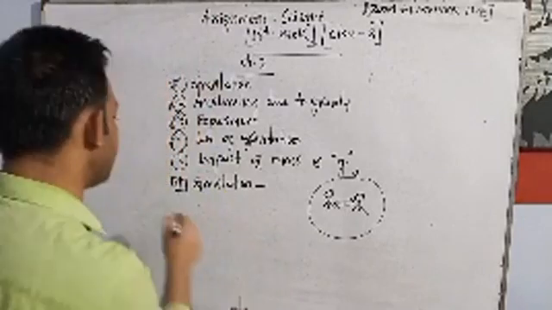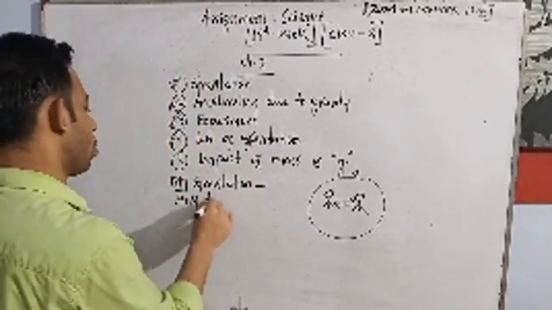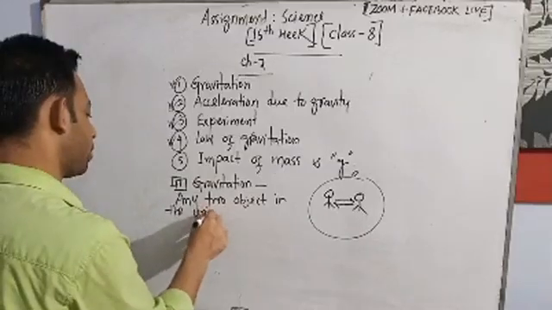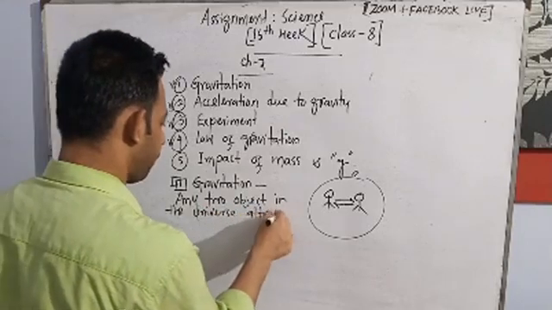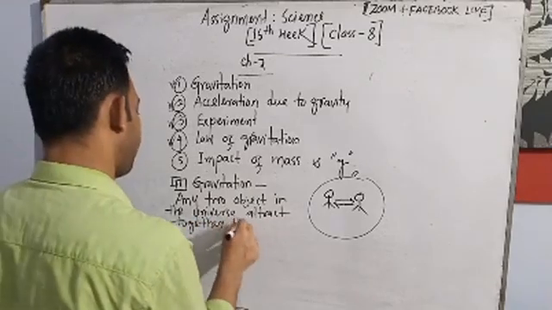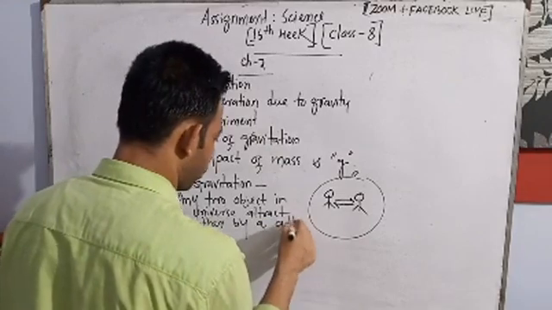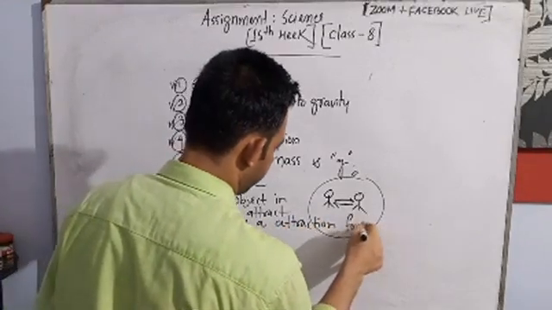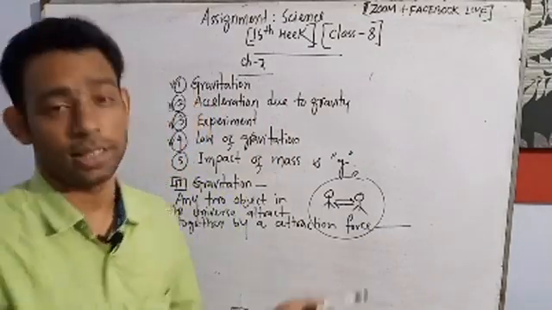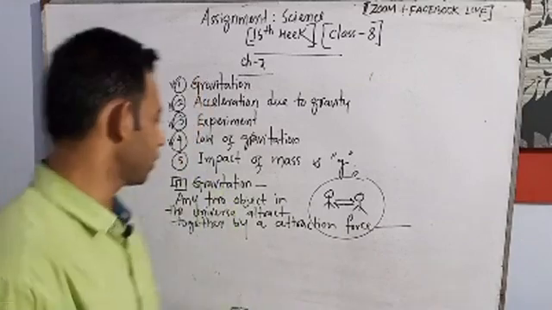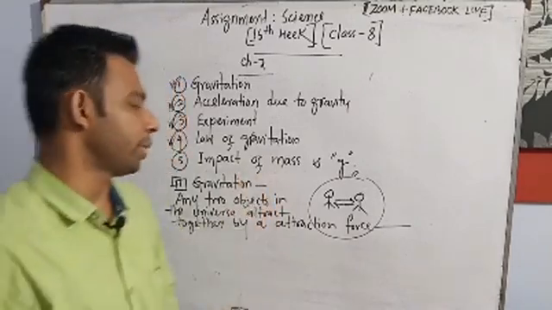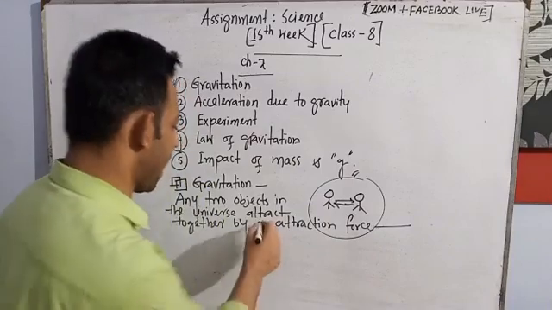What is gravitation? We know that any two objects in the universe attract each other by a force, an attraction force. That attraction force is the gravitational force. So what will we write? Any two objects in the universe attract each other by an attraction force.